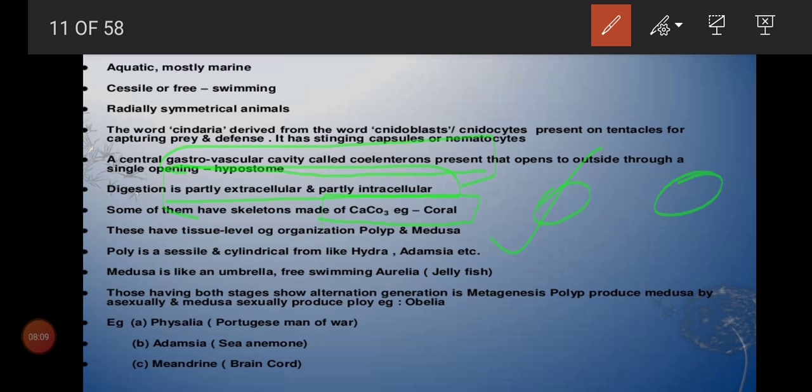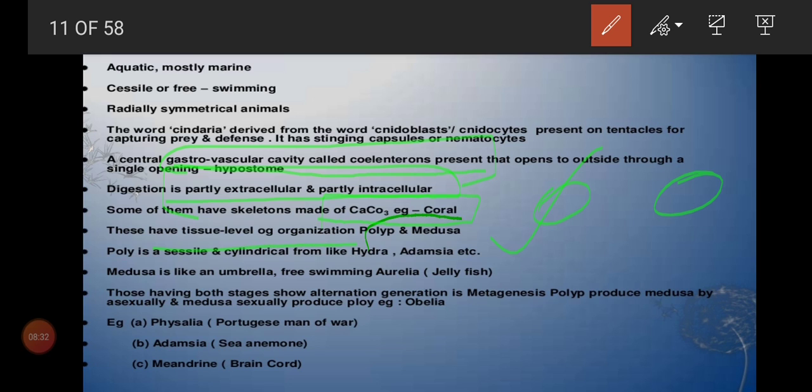But here we can see some skeletons made up of calcium carbonate in the coral reef. We are very familiar with the coral reefs; all the beautiful colors can be seen. In the outer layer of the coral reef we can see the exoskeleton, made up of calcium carbonate. And here tissue level organization started. Before it was multicellular, but here tissue level organization started.